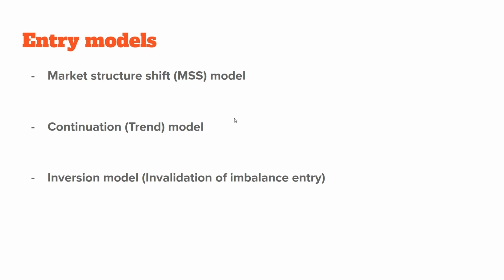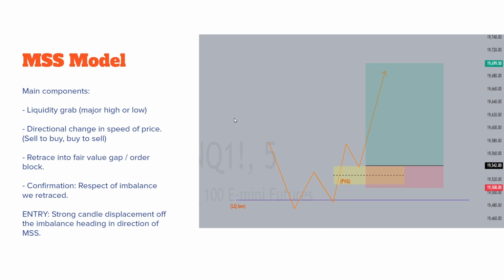Yeah, it is. So the first model we have here is a classic one of ours. We've been using this for over a year, almost 2 years, maybe. It's called an MSS model. This is what a lot of ICT traders use. The main components: liquidity grab, major high or low, directional change in speed of price, sell to buy or buy to sell, retrace its fair value gap or order block confirmation, respective imbalance to be retraced, entry, strong candle displacement off the imbalance heading into the direction of the MSS.